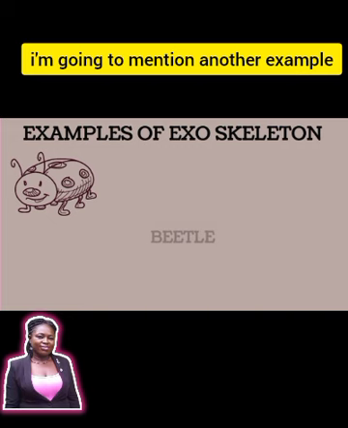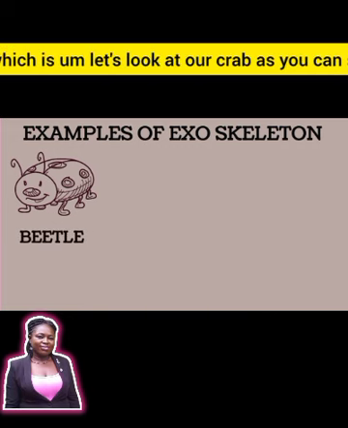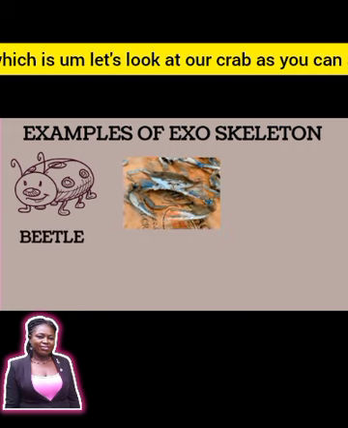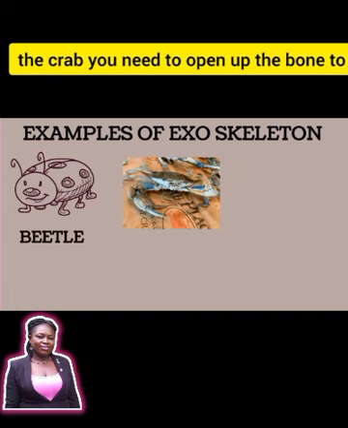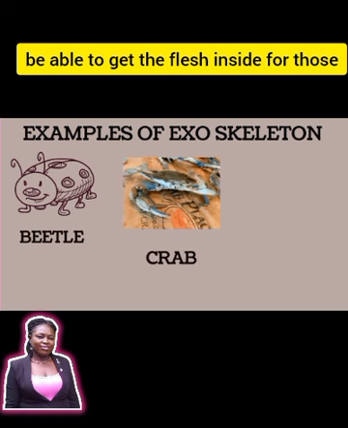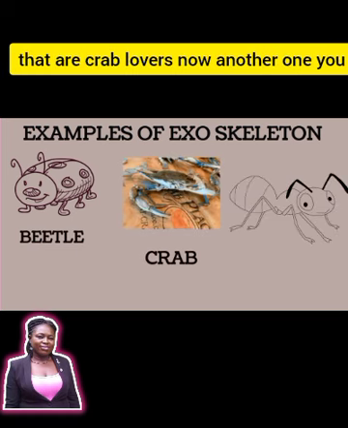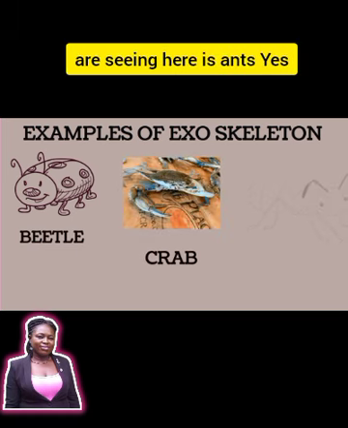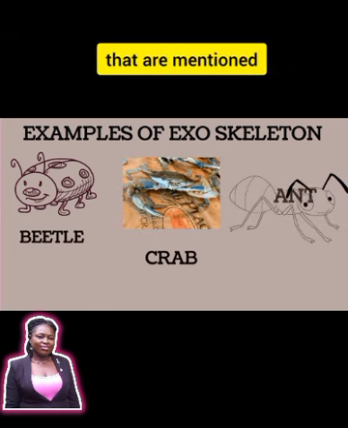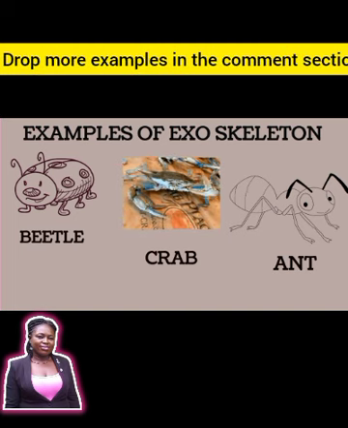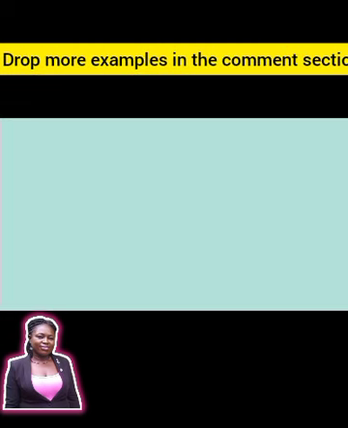Another example is the crab. As you can see, that is animating. Before you eat the crab, you need to open up the bone to be able to get the flesh inside, for those that are crab lovers. Another one you are seeing here is ants. Yes, you can see the skeleton of all these animals that are mentioned. Drop more examples in the comment section.